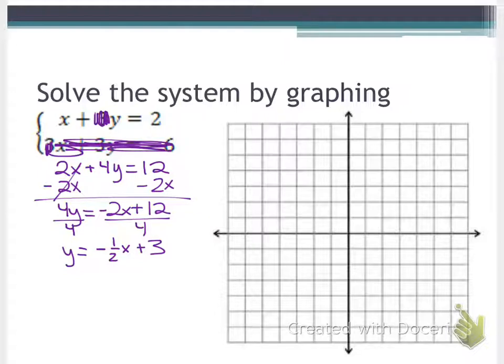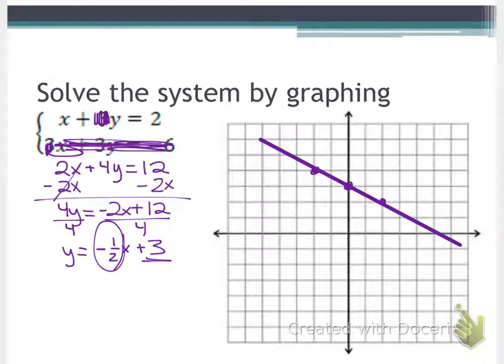Now, when we're graphing, we already know that this is my y-intercept. So I'm going to go up to 3, and I'm going to draw a point because that's my y-intercept. Then I'm going to use my slope. It's rise over run, 1 over 2. One of them has to be negative. So it's going to be up 1 over 2 to the left, or it's going to be down 1 over 2 to the right. And then I can draw a line through all 3 points, and there we go.